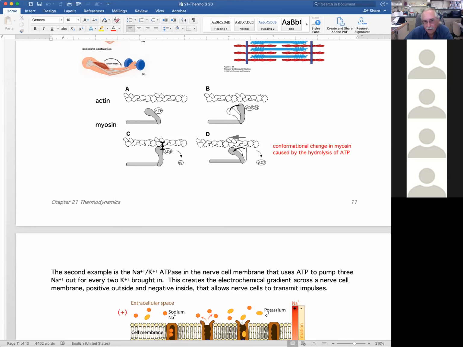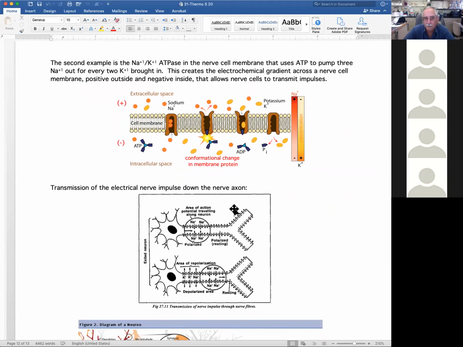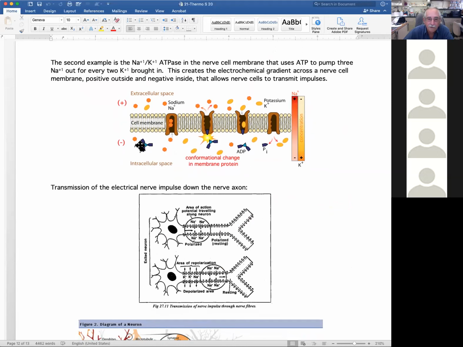Here's another example. The sodium-potassium ATPase in the nerve cell membrane uses ATP to pump 3 sodiums out for every 2 potassiums that it brings in. So here's outside the nerve cell, here's inside the nerve cell. So here's an ATP molecule. So here's 2 sodiums, or we got some sodiums in. So 3 sodiums go in, ATP is hydrolyzed, and look, it causes a conformational change in this membrane protein.